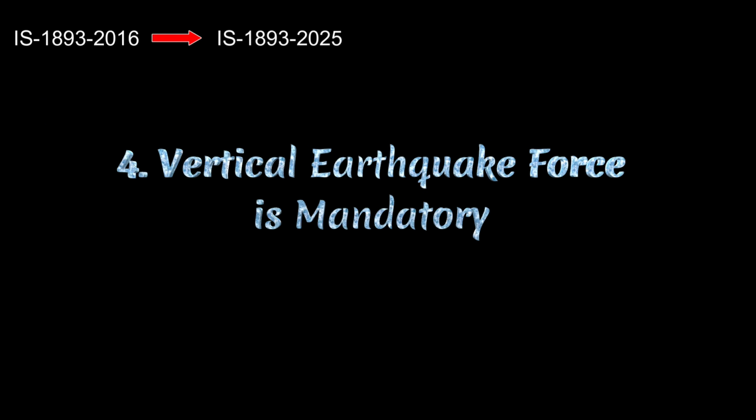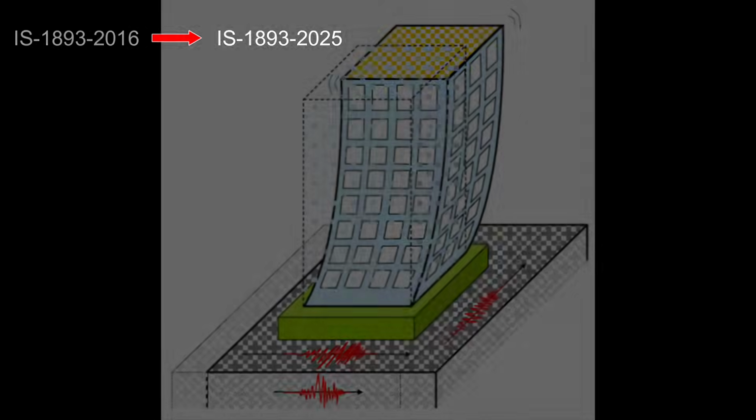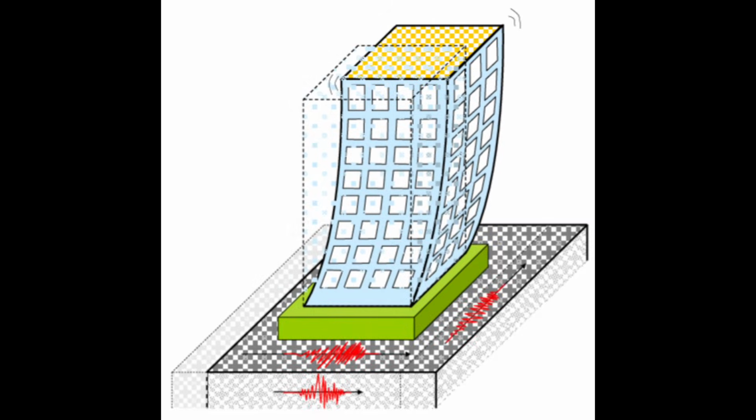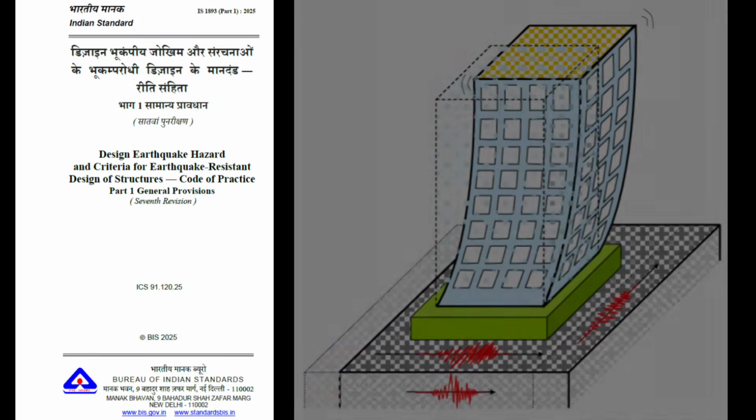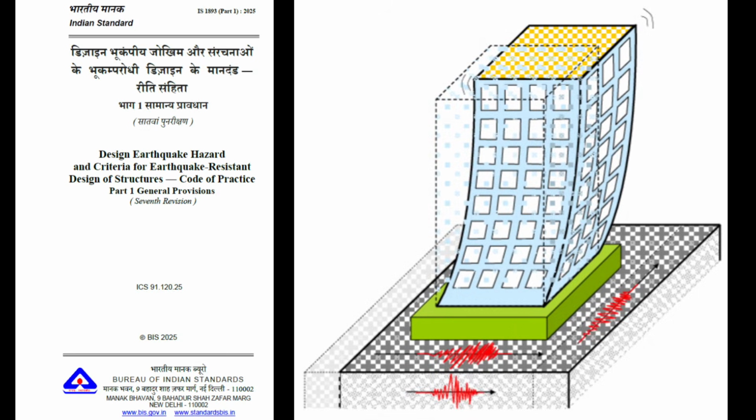Earlier, vertical earthquake forces were mostly ignored. IS 1893-2025 now makes the vertical seismic component mandatory. Ignoring vertical motion can lead to unexpected axial force reversals and overstress in compression and tension members. IS 1893-2025 ensures that structures are checked for combined horizontal and vertical seismic actions, leading to a safer and more realistic design.